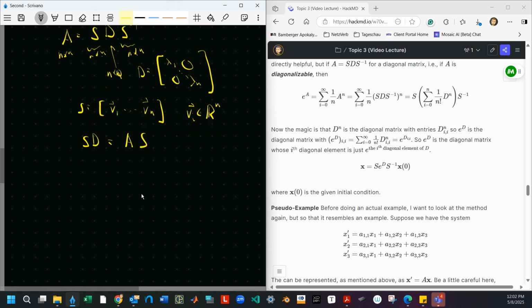Now I'm going to think a little bit about our matrix multiplication. This is V1 through Vn times the diagonal matrix lambda 1 through lambda n, equals, over here, A times V1 through Vn. And then I'm going to think about these two different ways of multiplying these things, kind of multiplying the columns by the rows in some sense.